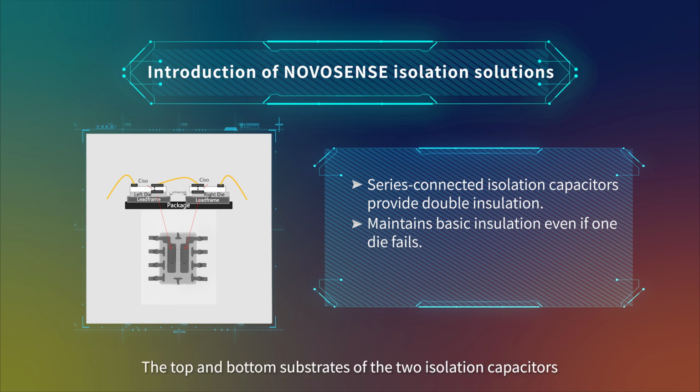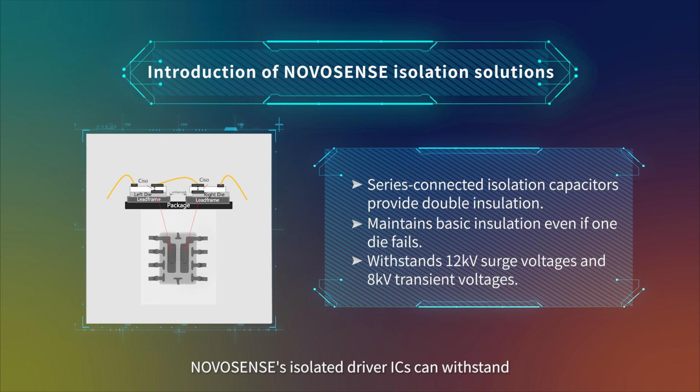The top and bottom substrates of the two isolation capacitors are insulated using silicon dioxide, which can ensure stable material properties, good chip consistency, and long isolation life. The top substrates of the two isolation capacitors are connected by metal wires for signal transmission. NOVOSENSE's isolated driver ICs can withstand surge voltage up to 12 kV and 8 kV transient voltage, far exceeding the insulation requirements of high-voltage systems.